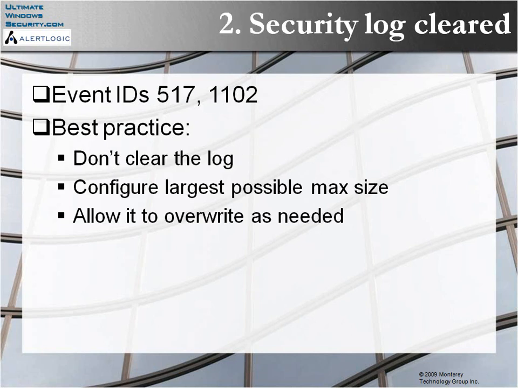Now, here's the second indicator that your system's been compromised. The next thing a bad guy, or a bad guy program, does is clear the security log after it's compromised a system. Well, Windows allows you to clear the log, but it doesn't let you cover up the fact that you cleared the log. Anytime you clear the security log out, you are going to get a 517 on Windows Server 2003 and XP for that matter, and you're going to get 1102 on Windows Server 2008 and Vista and Windows 7.